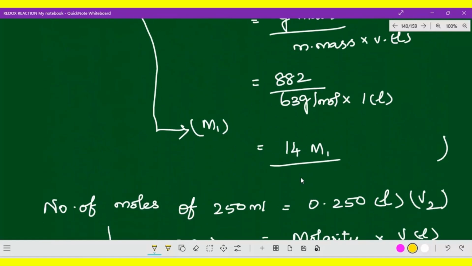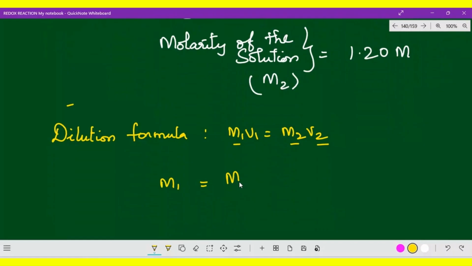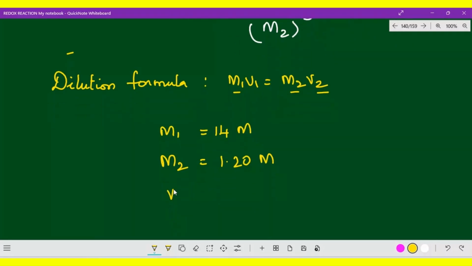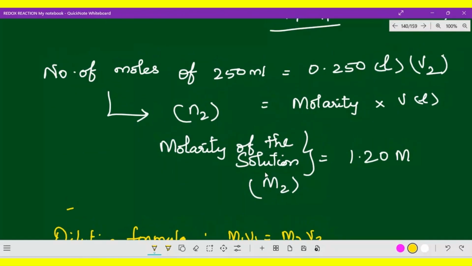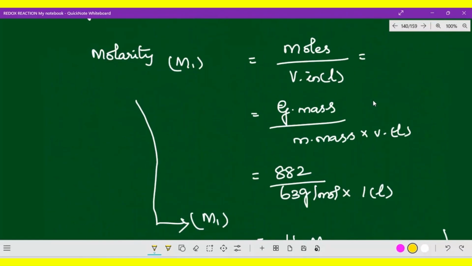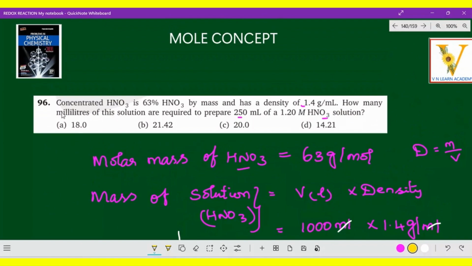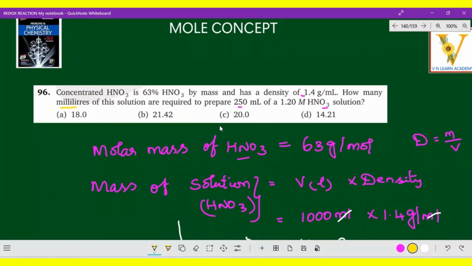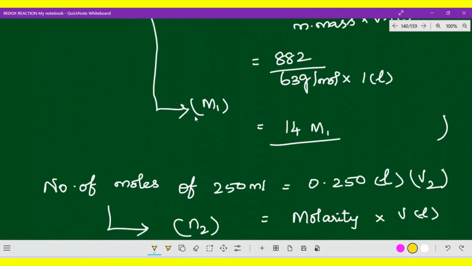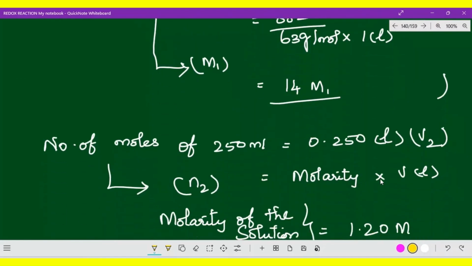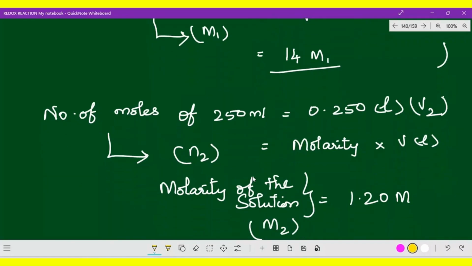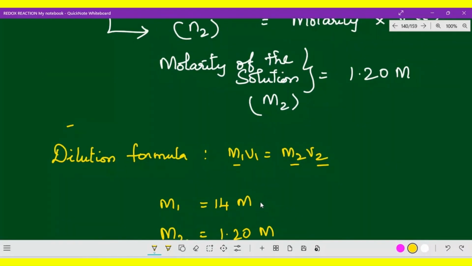M1 we have found, this is 14 M. I just bring all the points so that you will remember. So this is 14 M, 14 M molarity. And M2 we just found, this is already given in the question, 1.20 M. Now V2 is 250. In the question they are asking how many milliliters, so let it be milliliter only. No need to change into liter, because for moles we have converted into liter, for molarity into volume in liter.